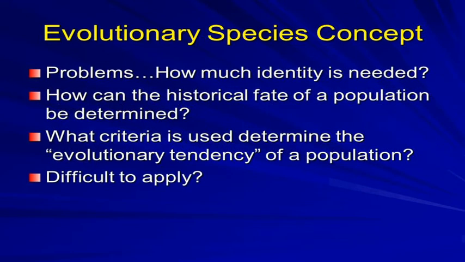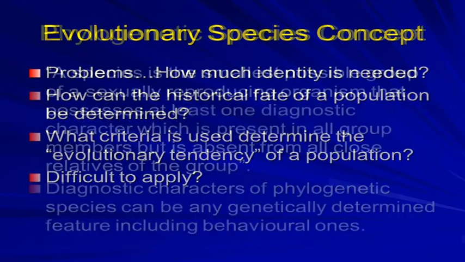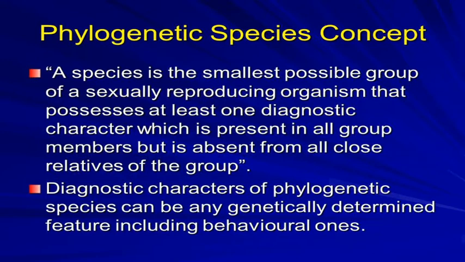In the evolutionary species concept, there are also some problems, such as how much identity is needed. How can the historical fate of a population be determined? What criteria are used to determine the evolutionary tendency of a population? Difficult to apply. Another species concept, which is very popular, is the species concept.